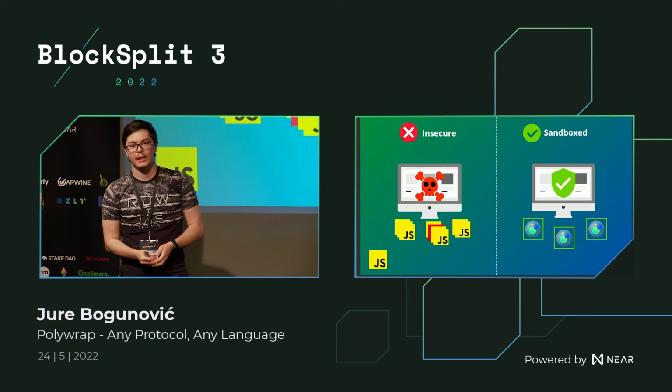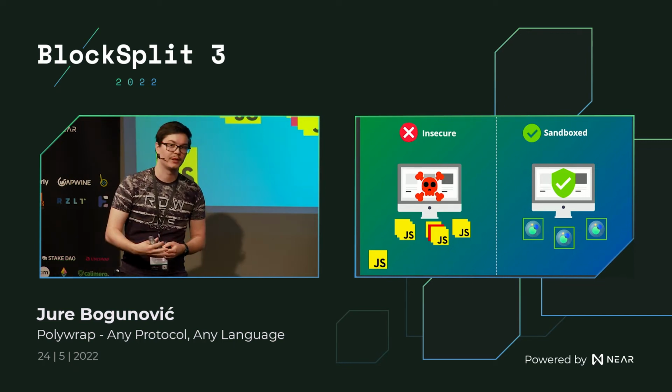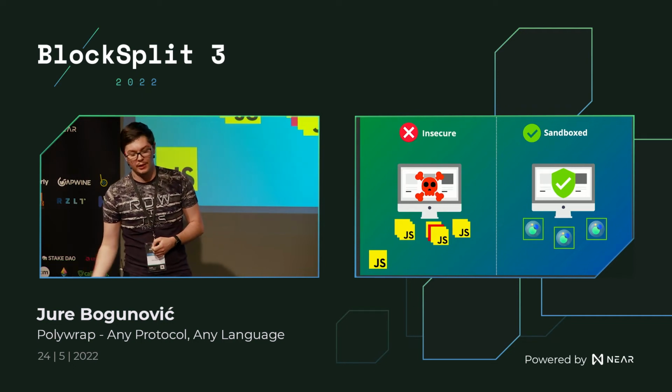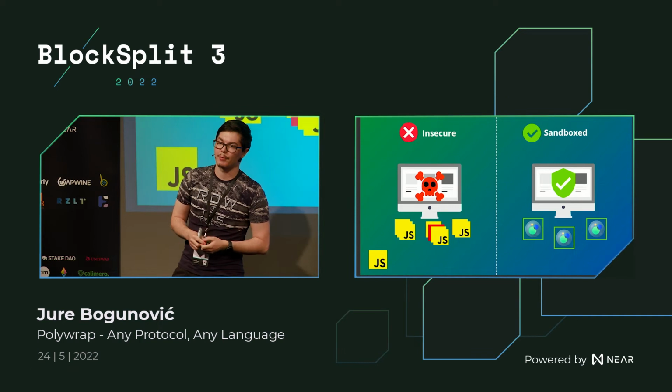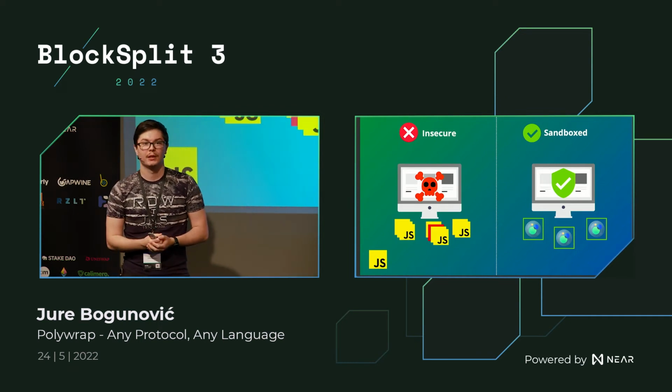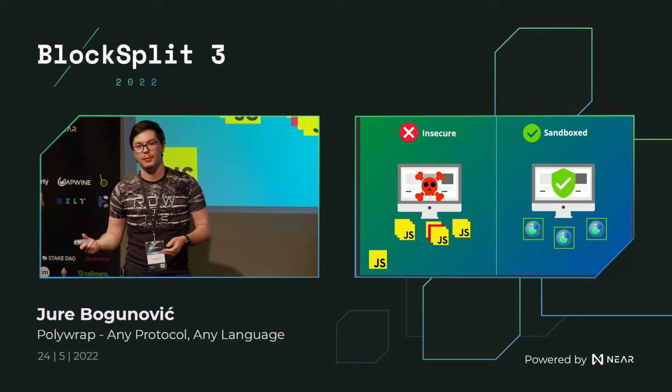Again, traditional SDKs are insecure. If one dependency gets hacked, all of the dependencies and the whole system is hacked. But since we use WebAssembly, all of these SDKs, all of these wrappers are sandboxed. They can still talk to each other. They can still use certain system capabilities like the file system and HTTP.